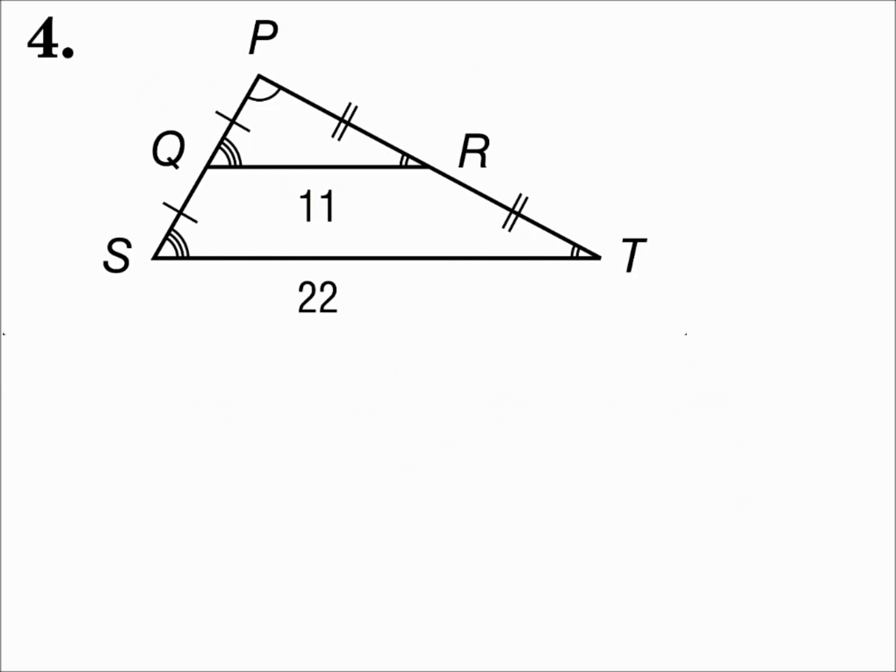Number 4. Here we have a small triangle in a big triangle. So they overlap a little bit. We're comparing the small triangle with the big one. Check the angles first.